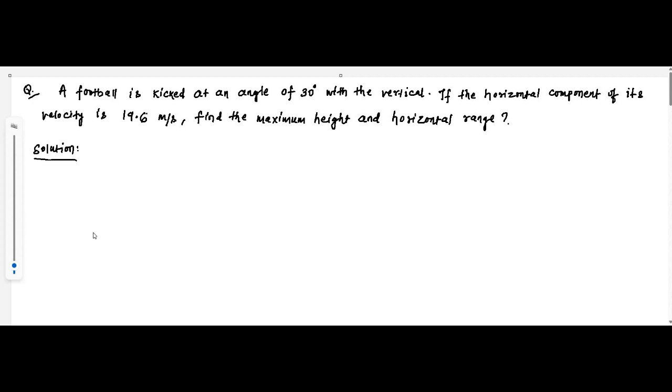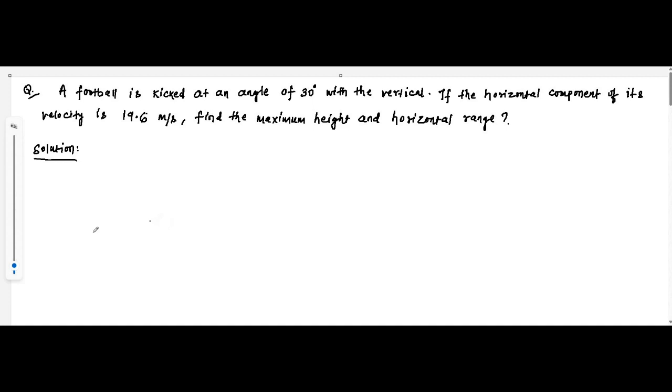Hello friends, so here is another question on projectile motion with angular projection. It is given that a football is kicked at an angle of 30 degree with the vertical. If the horizontal component of its velocity is 19.6 meter per second, find the maximum height and horizontal range. Okay, so let us try to first draw the whole thing and then we'll proceed.